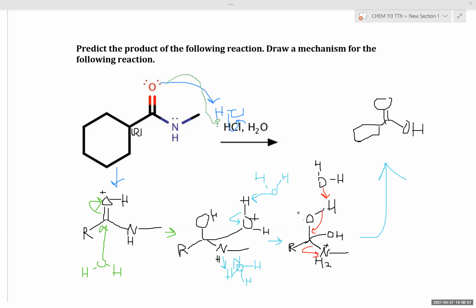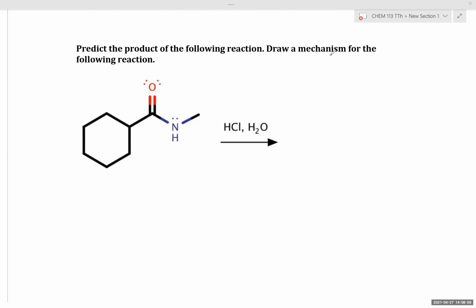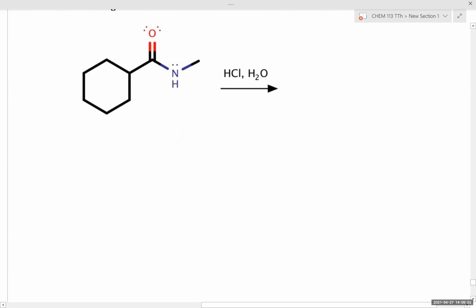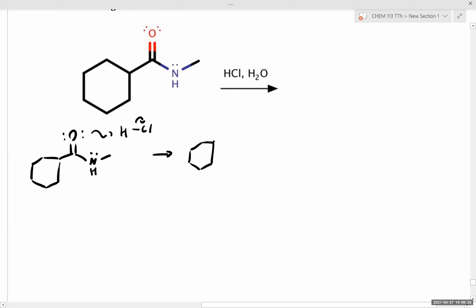Perfect. So these student proposed mechanisms look completely reasonable. So let me just redraw those mechanisms as part of our instructor key. Okay, so we have our amide. The first step under acid catalyzed conditions is protonation of the amide to activate our carbonyl carbon. From here, water will attack the electrophilic carbonyl carbon.